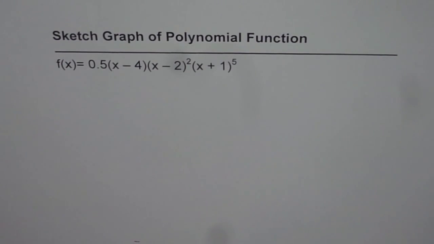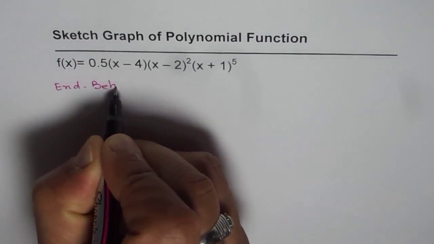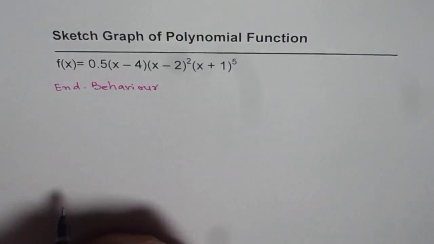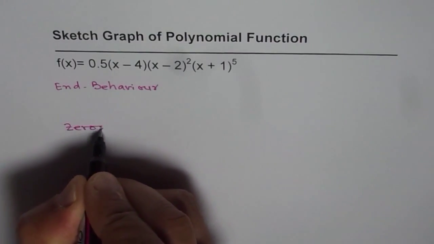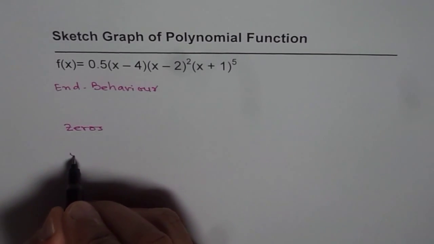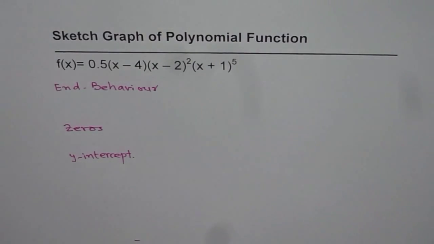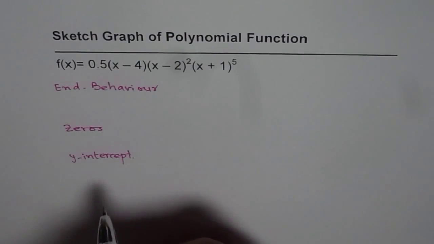Now, when you want to sketch the graph of a polynomial function, the important characteristics we should analyze are, first, end behavior, and then zeros. Zeros are the real x-intercepts, which we're talking about at this point. And then the y-intercept could be another important point to look into. I think with these three, we will be in a good position to sketch the graph of the given polynomial function.